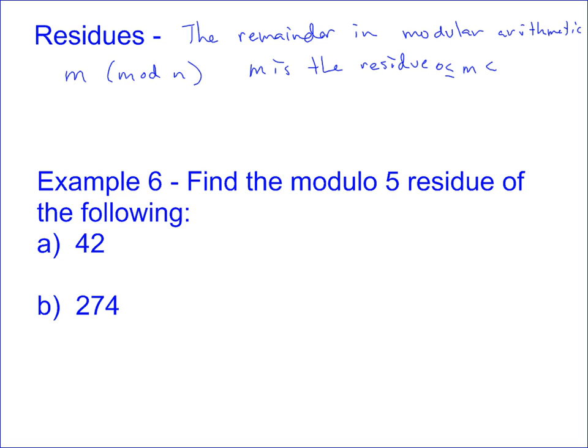So if it says find the mod 5 residue of the following, that means basically find the remainder when divided by 5. 42 divided by 5 is 8 remainder 2, so the residue is 2. It's just the remainder. 274 divided by 5 gives you a remainder of 4, so the residue is 4. Or you could write these as 2 mod 5, but our residue is actually just that remainder part. Okay, that gives us an introduction to how we talk about modular arithmetic. We'll be doing some more problems and examples of how you can use that to solve other problems.